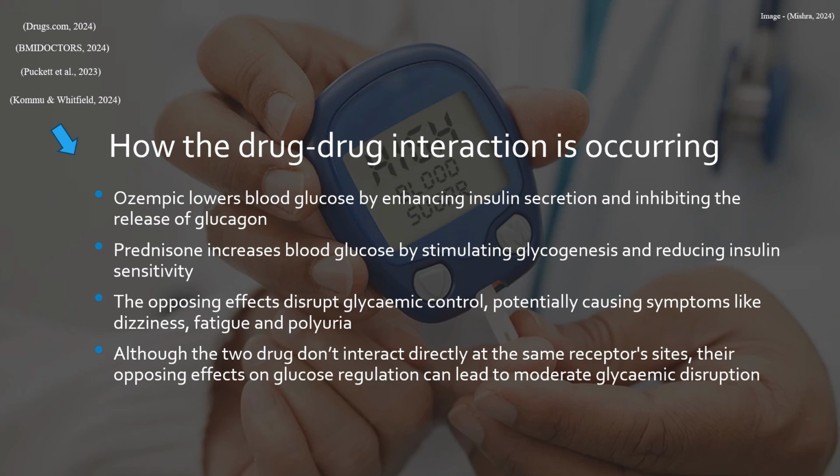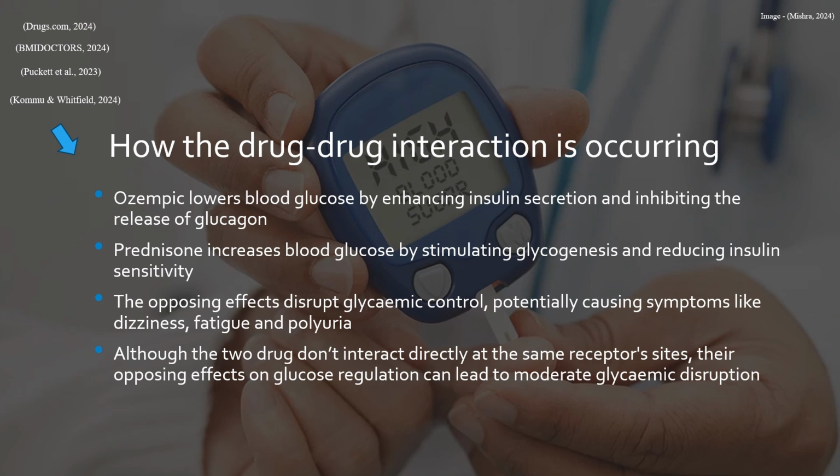Furthermore, prednisone reduces the effectiveness of insulin by disrupting the signaling pathways of insulin receptors, especially in key areas of glucose uptake. This is by interfering with downstream signaling pathways, which are crucial for movement of GLUT4 glucose transporters to the cell membrane.